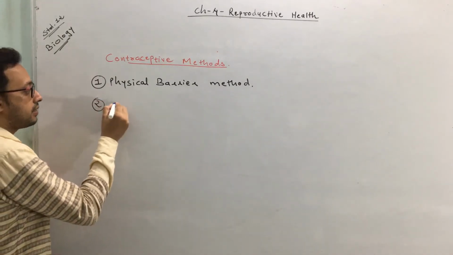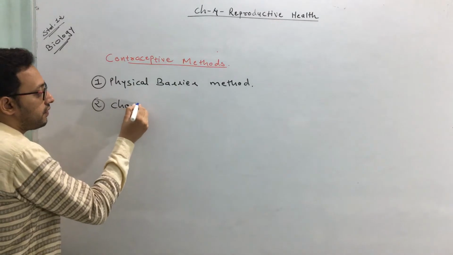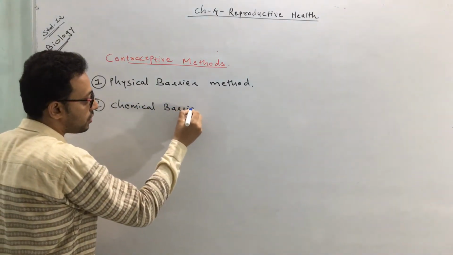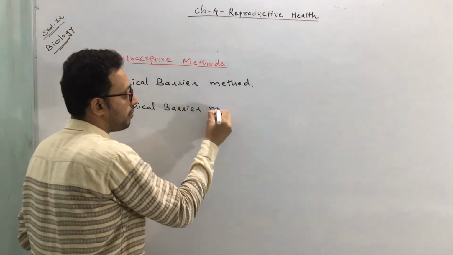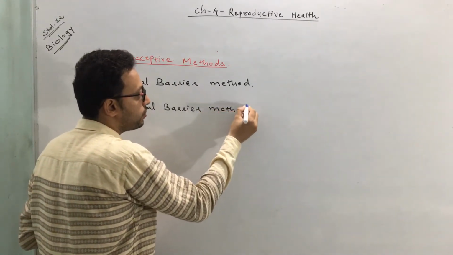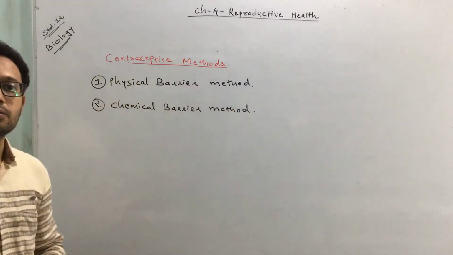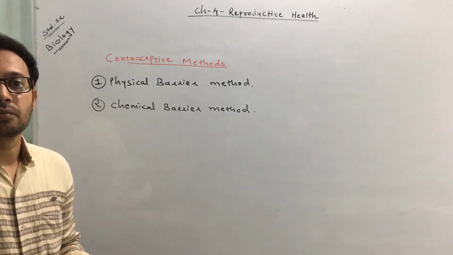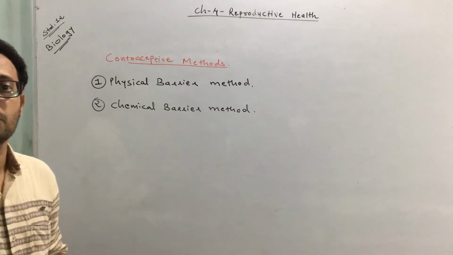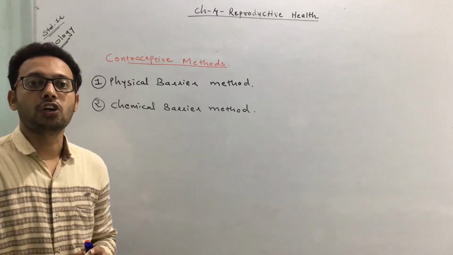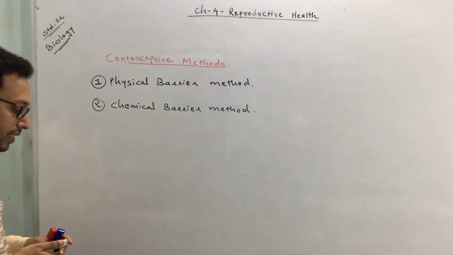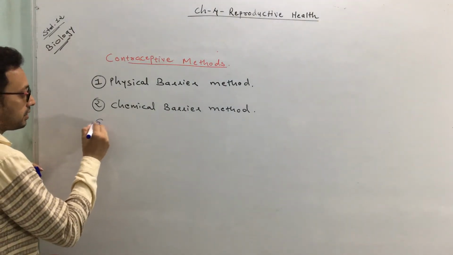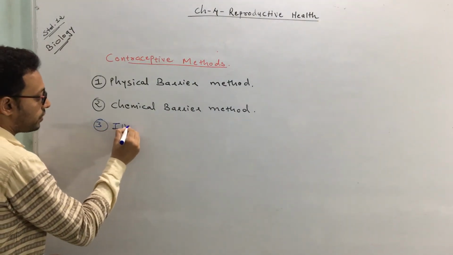Second, a similar method, instead of a physical barrier, here we are using a chemical. So this is called the chemical barrier method. With the use of chemical, we achieve the same goal. We prevent a meeting of sperm and ovum. Usually the chemical which is useful is nonoxynol-9. The third method is called IUD.